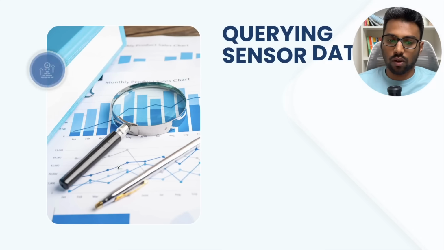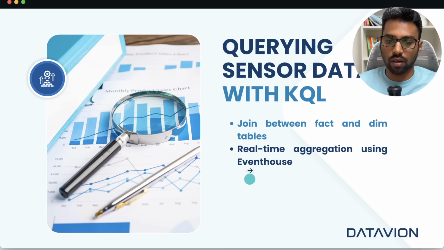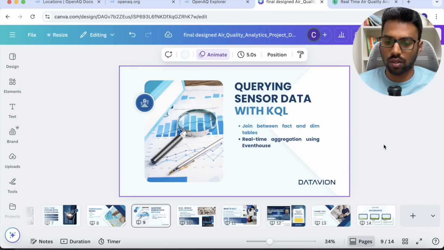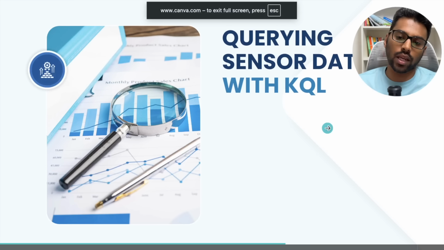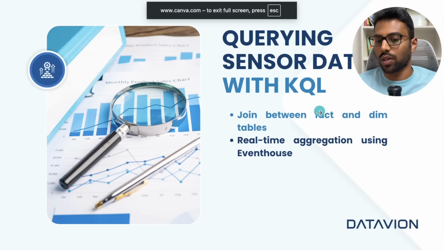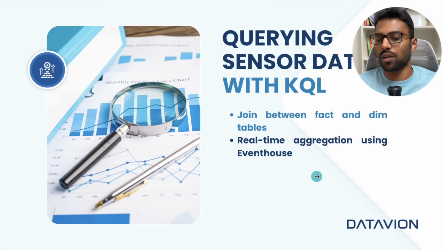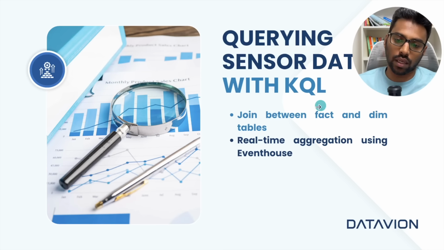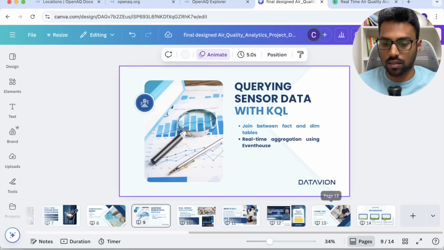Okay, so let us move on. Let me go back to the presentation. In the slide, we are talking about querying the sensor data with KQL. We are just going to join the fact and dimension tables and then load our fact table. In this case, we are not going to do any aggregation, but if required, with the KQL script you can do the real-time aggregation within the KQL experience, and then start loading your fact table for dimensional modeling. Okay, so that's the idea.